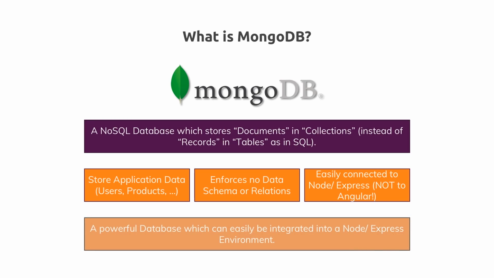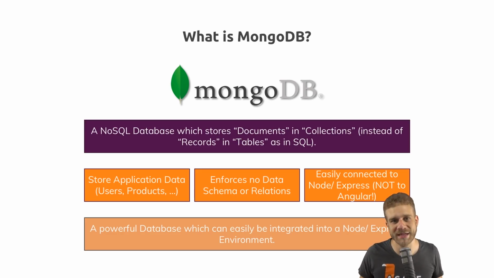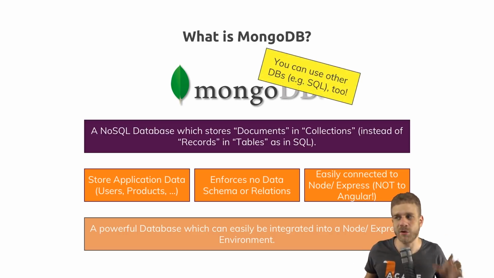So, MongoDB is a powerful database which can easily be integrated into a Node Express environment, and it's very popular these days because it's very flexible and it's highly scalable. It's able to handle a large amount of throughput, so requests per second or write actions per second and read actions per second. And we'll dive deeper into this in the sections where we start working with it. Now, you could theoretically replace it with a different database. You could use a SQL database in a Node Express Angular application too.